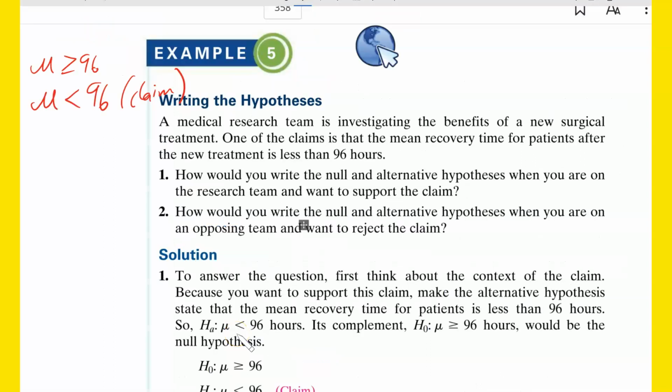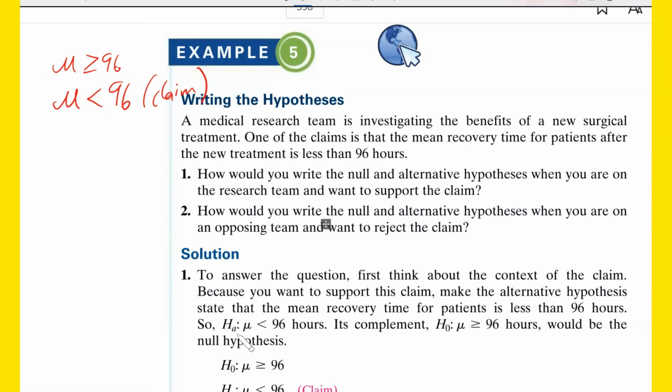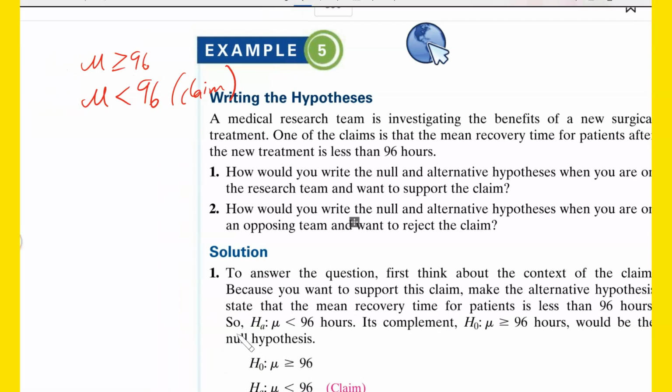Number 1 says, how would you write the null and alternative hypotheses when you are on the research team and want to support the claim? If you want to support the claim, it needs to be HA. So that's kind of what it's going to be naturally anyway. So to support the claim, this is what we'll do.